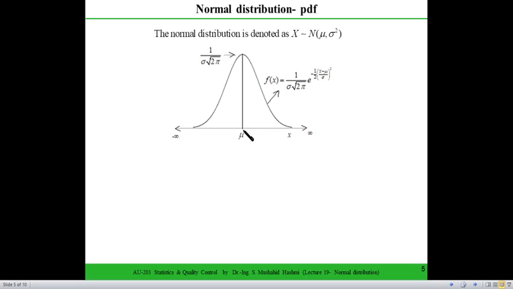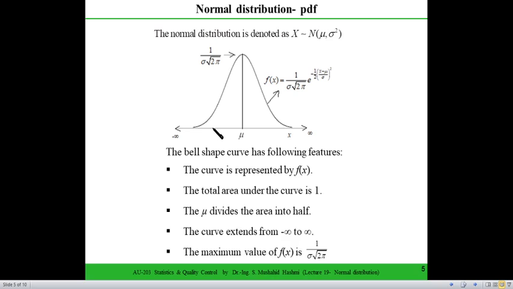And you can see this is a symmetric distribution. So it has certain features in this bell-shaped curve. First of all, this f of x is representing x, the value of the random variable. Small x in our notation is always representing a particular value of a random variable, and X is a random variable which can take any value.